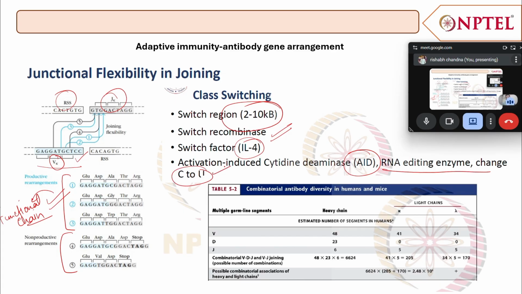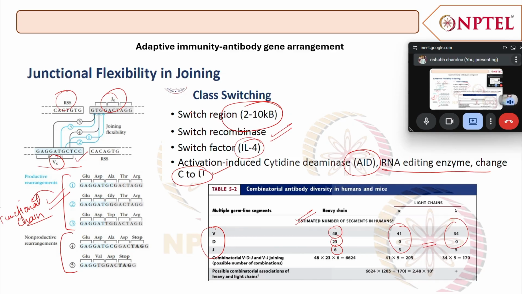Okay, then we have the combinatorial antibody diversity in humans and mice. So how they are generated based on the number of VDJ segments. Okay, so for the heavy chain we have V 48, D 23, and J 6. So this is the number of segments in humans. And for the kappa and the lambda chains, we have these number of segments. We don't have a D region in the light chains.